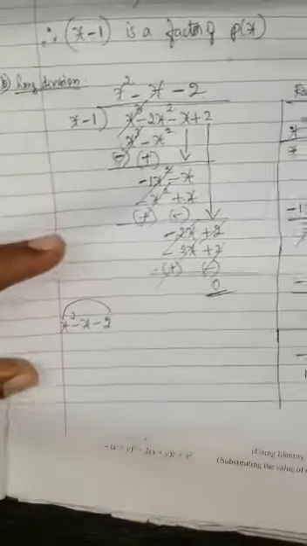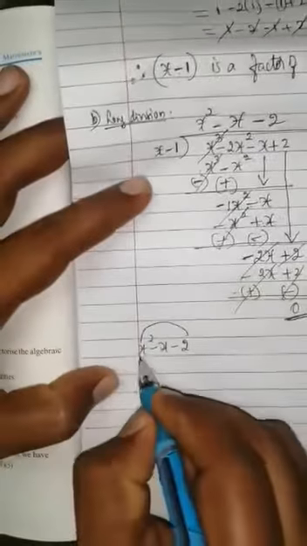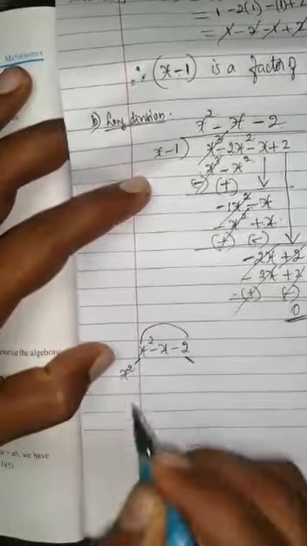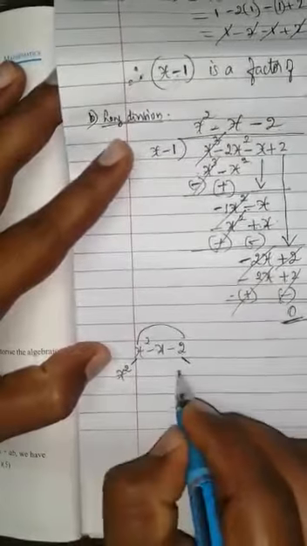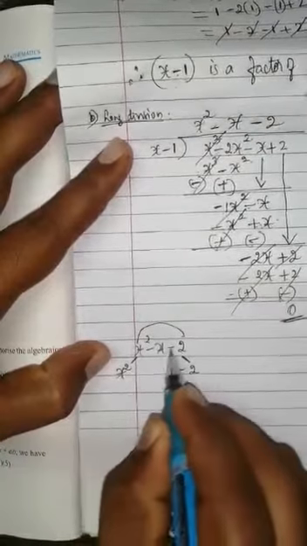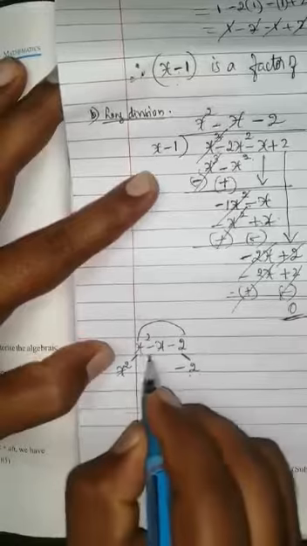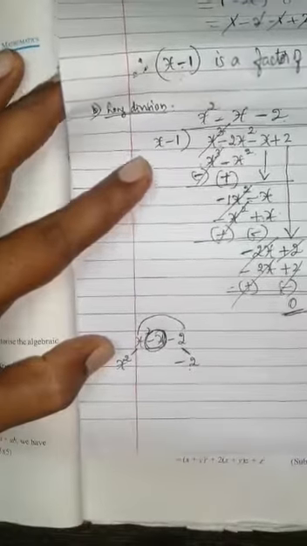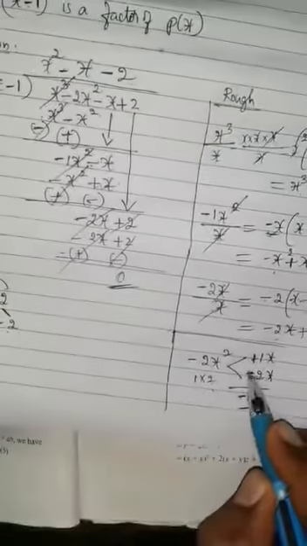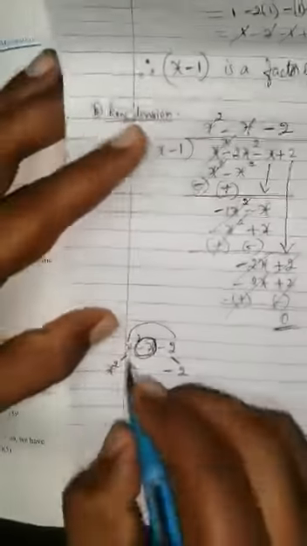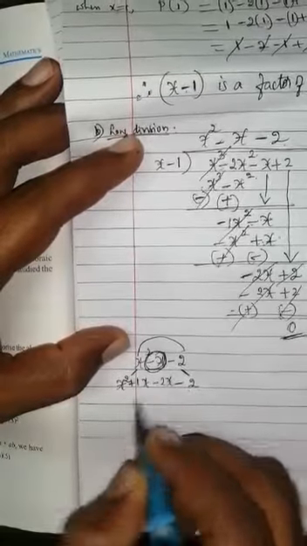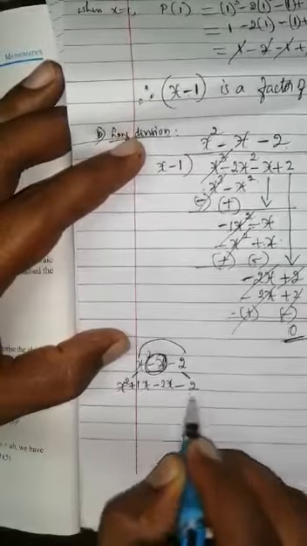Now, as we did yesterday, the first term and the last term we are going to write the same: x square, minus 2, the first and the last term along with the sign. Instead of minus x, I am going to split it as plus 1x and minus 2x. Plus 1x minus 2x. We got 1, 2, 3, 4 terms.